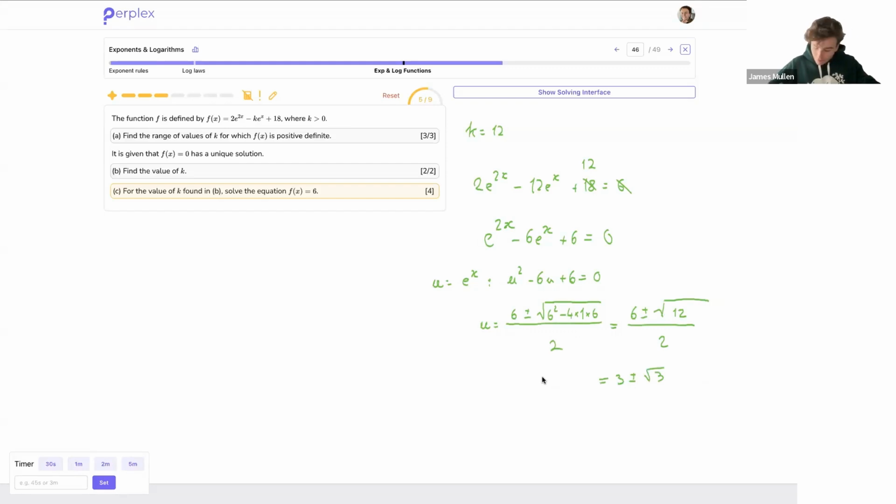And those are the values for u, by the way, not the values for x. So to convert those back into x, we remember that u is equal to e to the x. So x is equal to ln of u. So x is either ln of 3 plus root 3 or ln of 3 minus root 3. And those are our answers.